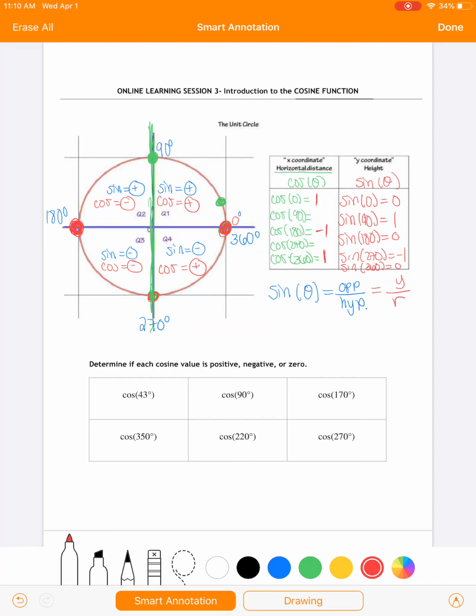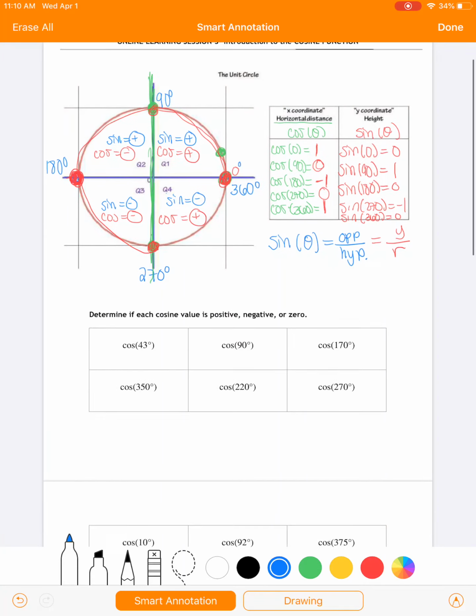Now, where am I in the middle? Where have I not moved to the right or the left? Well, if I make a 90 degree rotation, I'm on the y-axis, so I'm not to the right side or to the left side. So that would give me a cosine of 90 would be 0. And if I go all the way around to 270 degrees, same thing, I'm not to the right or to the left, I'm on the y-axis. So cosine of 270 would be 0.